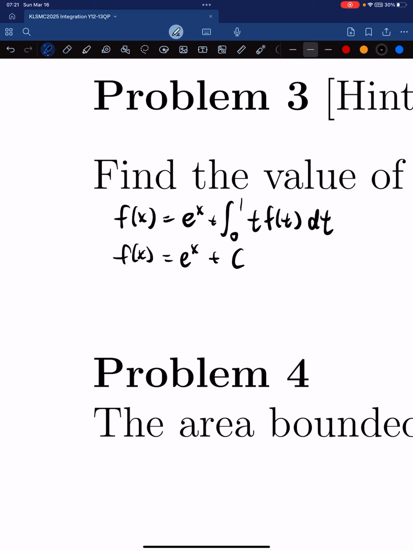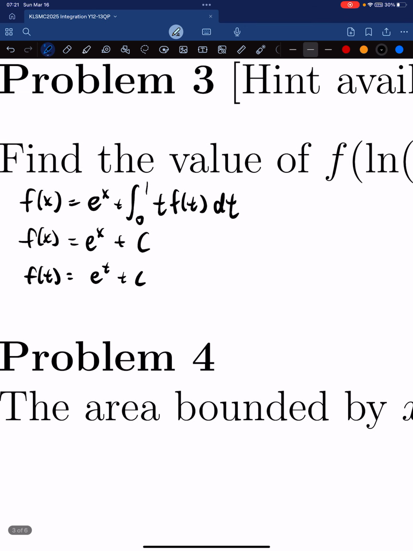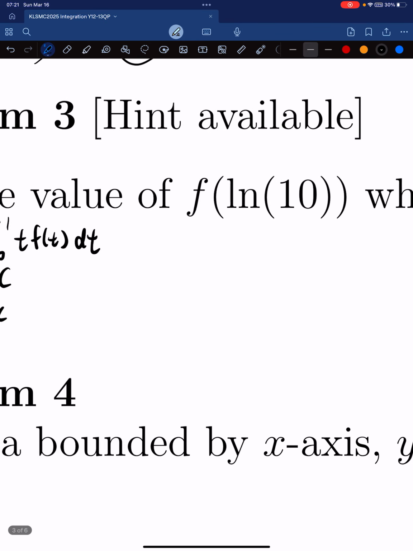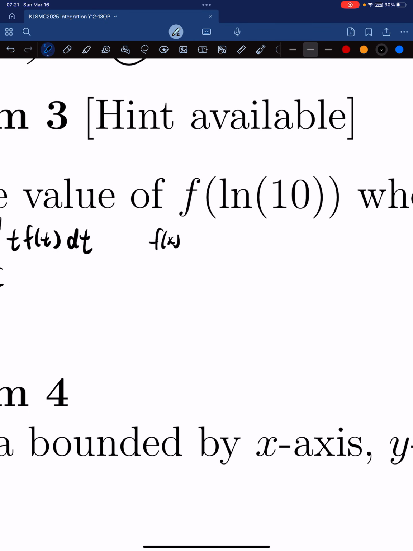So what we can do is, f of t will just be e to the power of t plus c, because we're merely replacing x with t, and then we can start evaluating the integral. So f of x equals e to the power of x plus the integration from 0 to 1 of t times e to the power of t plus c.